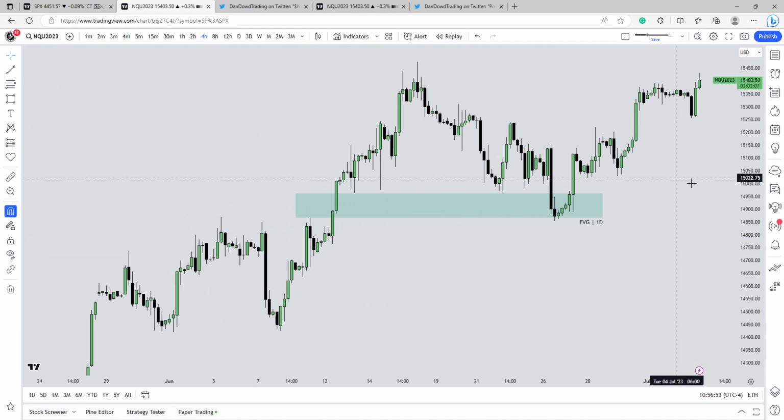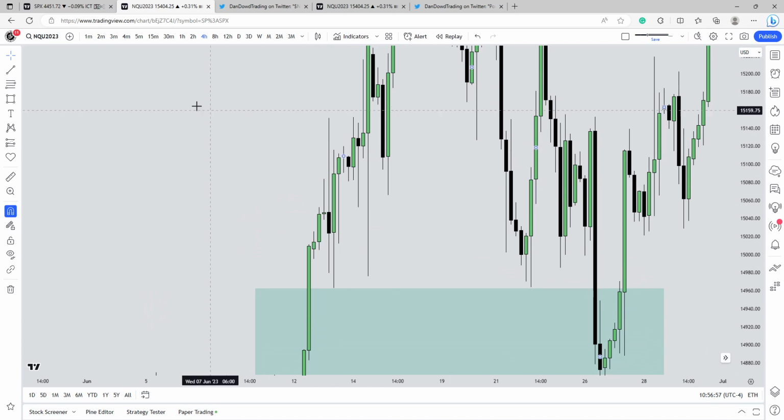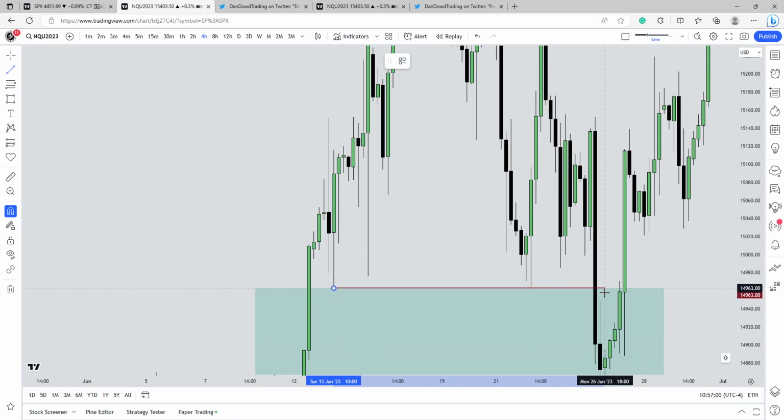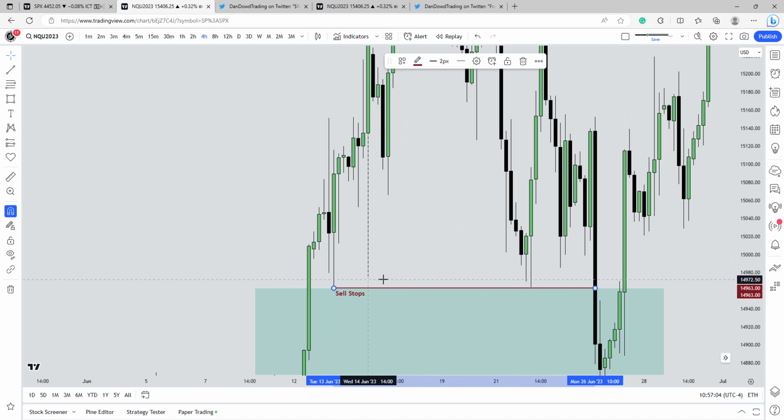So dropping down to a 4-hour time frame here, you can see that we had all of this engineered liquidity. So what does that mean? It means that all of these lows are clustered very close together. So ideally, if I'm looking for longs, I want to see all of this engineered liquidity taken out first.